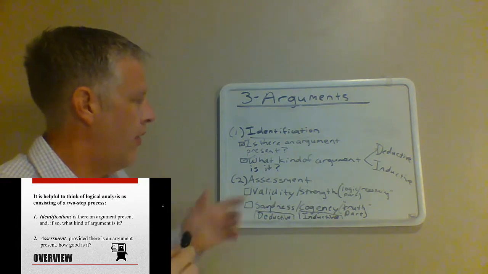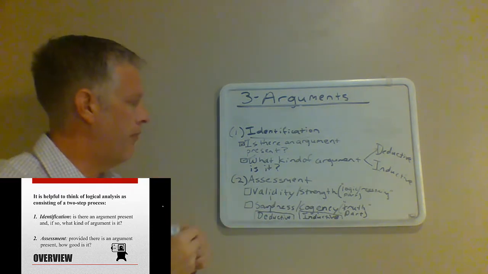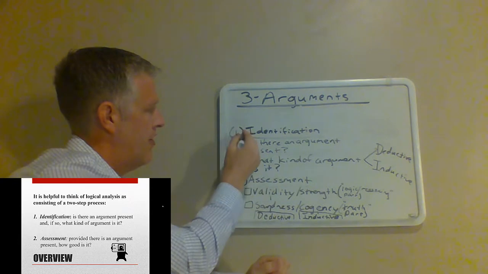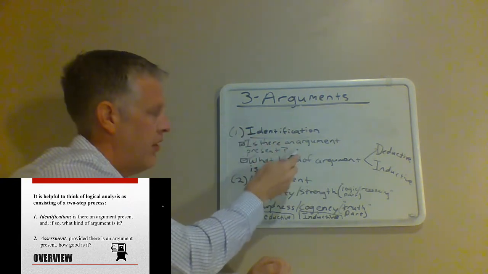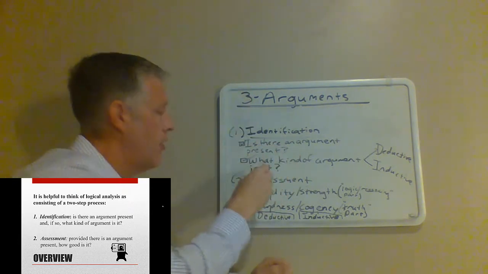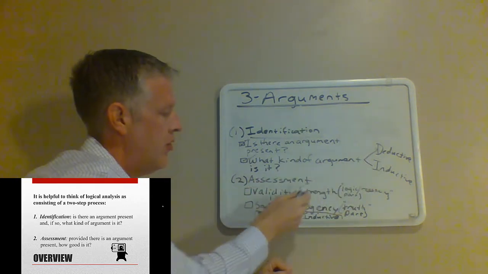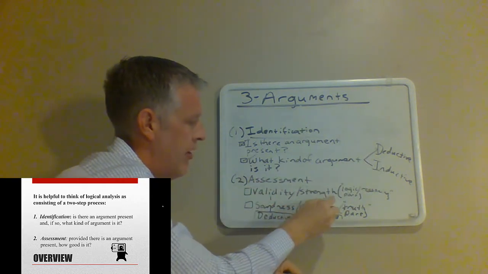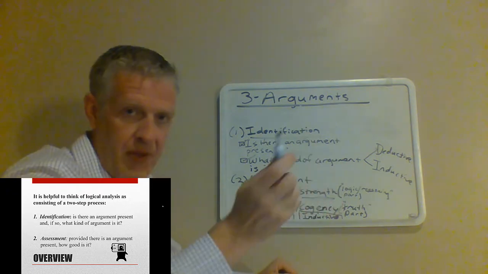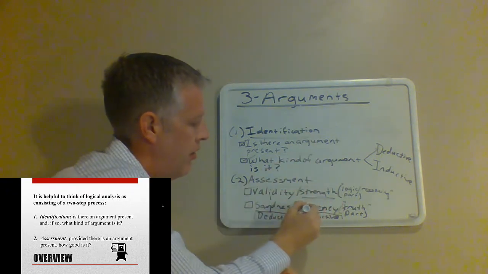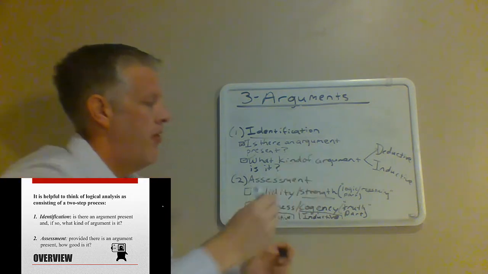Okay? So for right now, right, we're just talking generally here, the overall process. Okay, step one, identification. Ask yourself, is there an argument present? Yes. Okay, well, what kind of argument is it? It's inductive. Okay, so now I need to assess this argument's strength because I've labeled it inductive, and we'll talk about what that means here in a moment. And then I need to assess its cogency. More on that here in a moment.